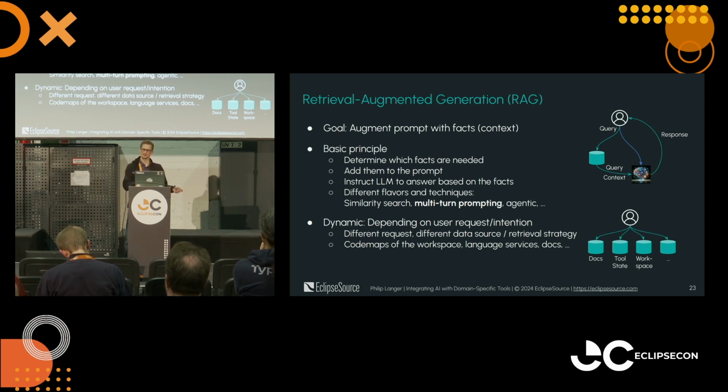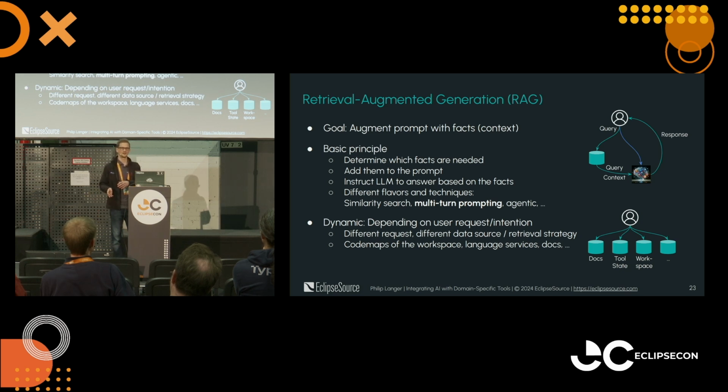And for tools, at least in our experience, one approach that is very relevant is multi-turn prompting. Because in tools, you have very different sources of contexts. It could be documentation of a domain-specific language, could be the tool state, like which editors are open or which text is currently selected, could be workspace files and so on. And you really have to identify which of these contexts is now relevant for this user query. And then depending on that, you are either using, for instance, code maps to identify which files are relevant to be added and so on and so forth.